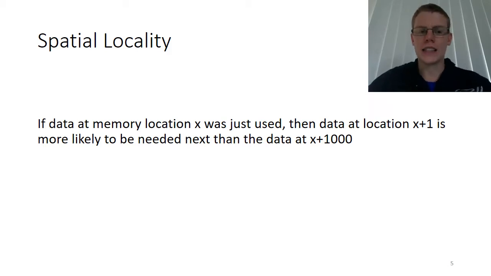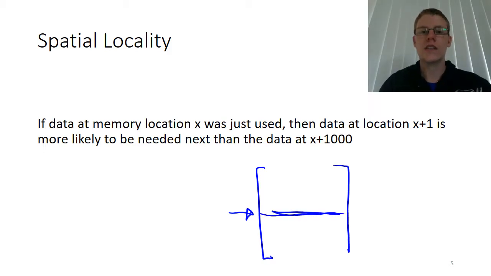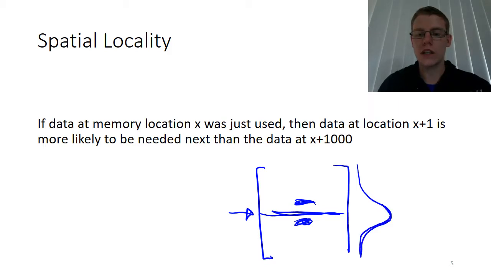So spatial locality is simply that if we have a big block of memory here, and we have used the data just here, then it is likely that we will use the data adjacent to it. In fact, it is more likely that we will use the data adjacent to the data we have just used than that we will use data much further away. So simply restated, if we've used the data at memory location X, then the data at memory location X plus 1 is more likely to be needed fairly soon than the data at location X plus 1000, for instance.